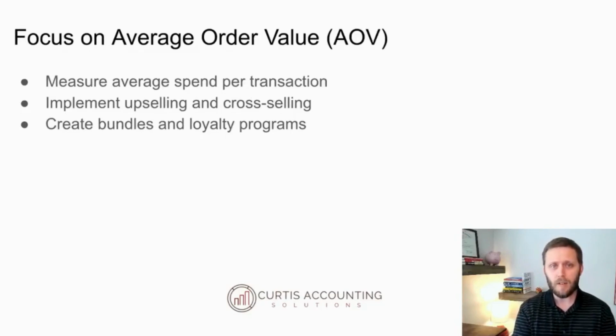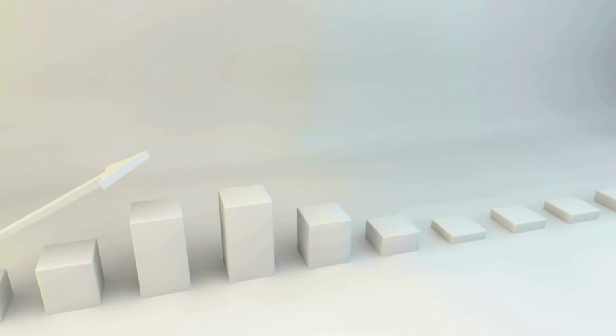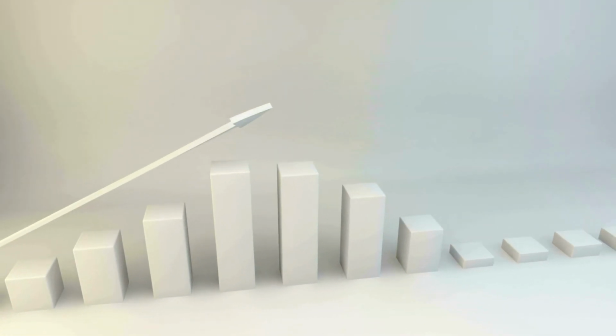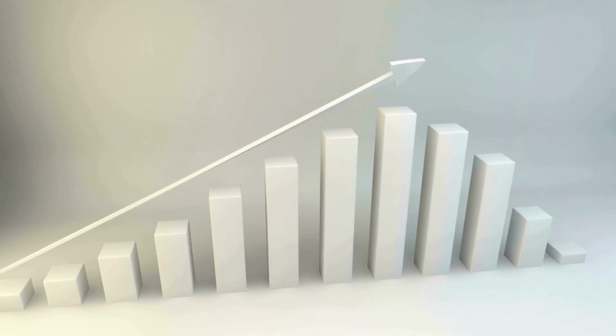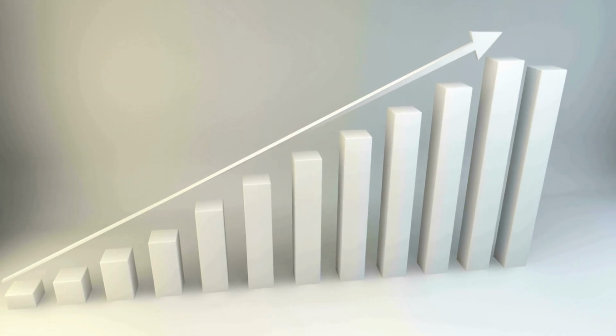A key lever for increasing revenue is your average order value, or AOV. Now, Shopify provides data that shows you how much the average customer is spending per transaction. Increasing this number is one of the easiest ways to boost your bottom line without needing to increase traffic. For example, if your current AOV is $60 and you increase it to $70 through upsells or bundles, you'll make more money from every single customer.